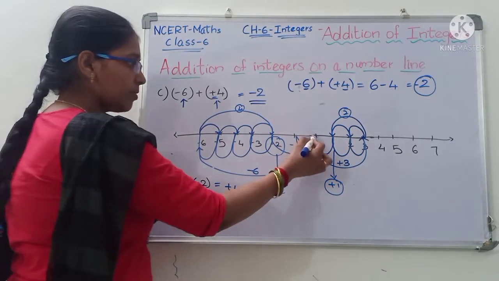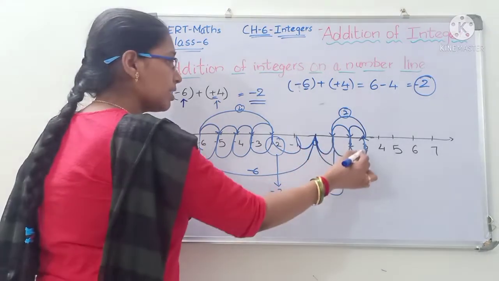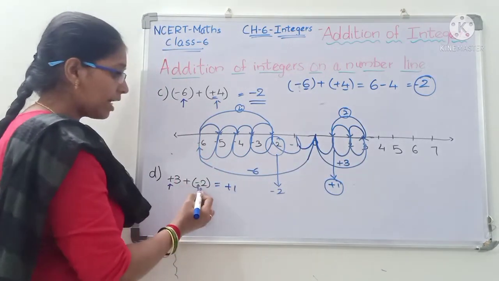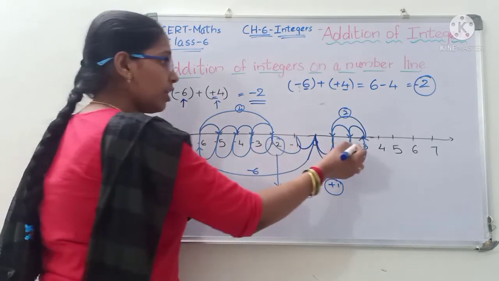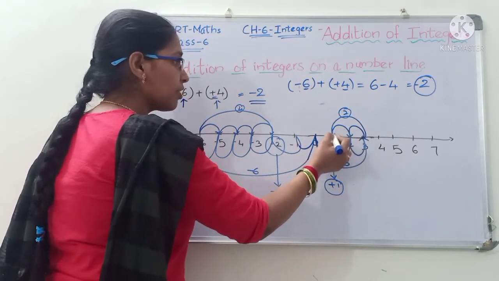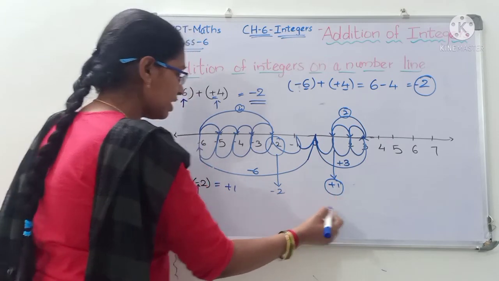Plus 3. So from 0 you move 3 steps towards right. Then you added minus 2. Minus 2 means negative number. So from there you move 2 steps left. You reached 1. So the answer is plus 1.